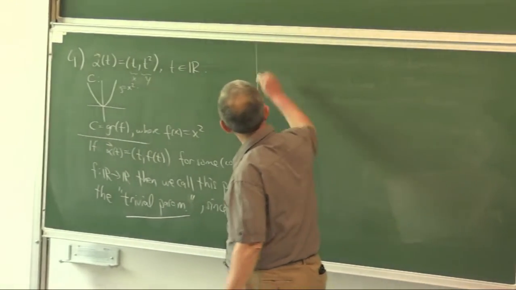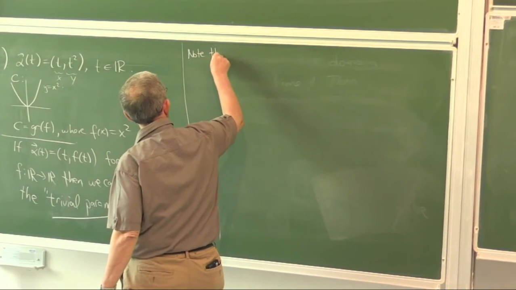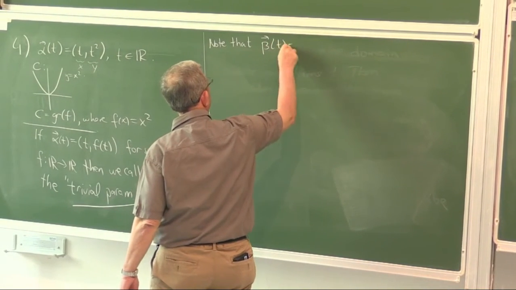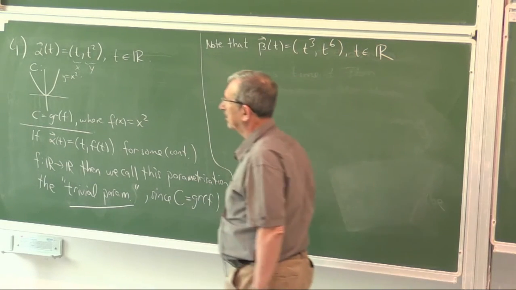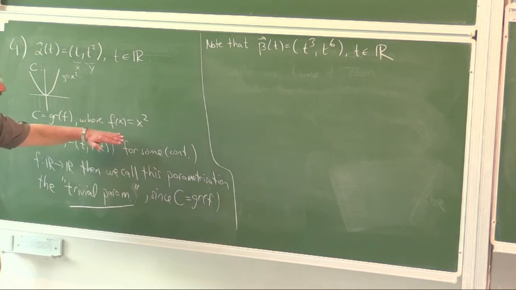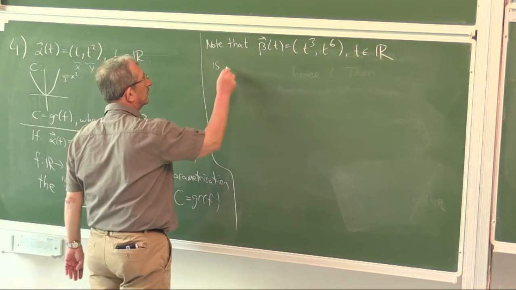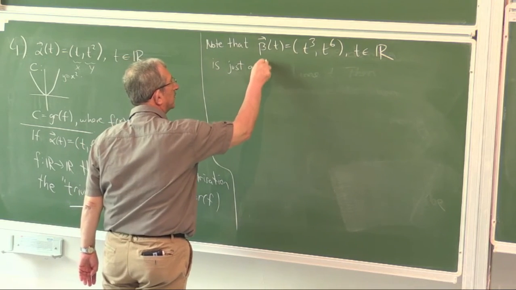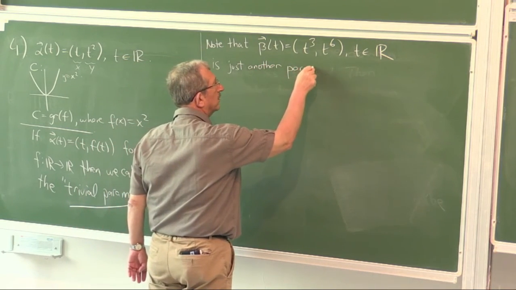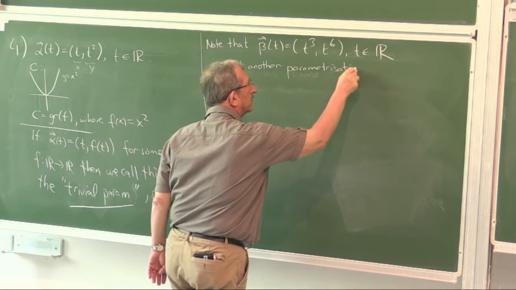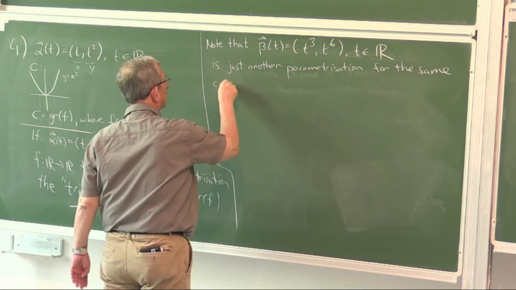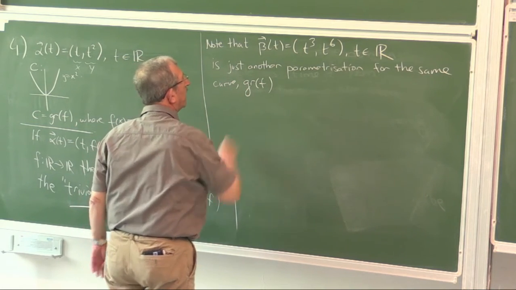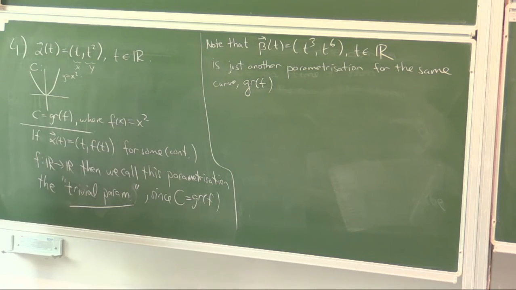Well, in this case, let us note that a beta, something like t cubed and t to the 6, t running in R, is not the trivial parametrization for this f, because we have t cubed, but it's just another parametrization for the same curve, which is the graph of f that we considered for x squared.